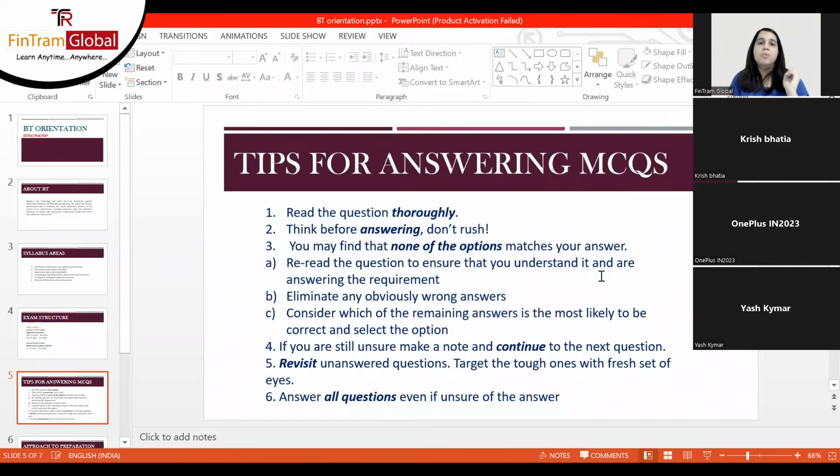There will be a probability that maybe out of those 5, you'll get 1 correct or 2 correct, maybe all wrong, maybe a few correct. So that probability is there. So please always make sure you're answering all questions no matter what.